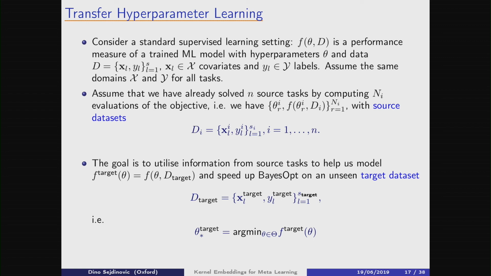Let's assume that we have already solved small n source tasks by computing a certain number of evaluations of the objective at those tasks. That means we have some hyperparameters that we queried the ith model at, and there's n_i of them, let's say. They are on specific data sets that we also know. And now the goal is to utilize information from these source tasks to help us model a target task, which has a new data set. And the goal is just to minimize the objective function for the target task.